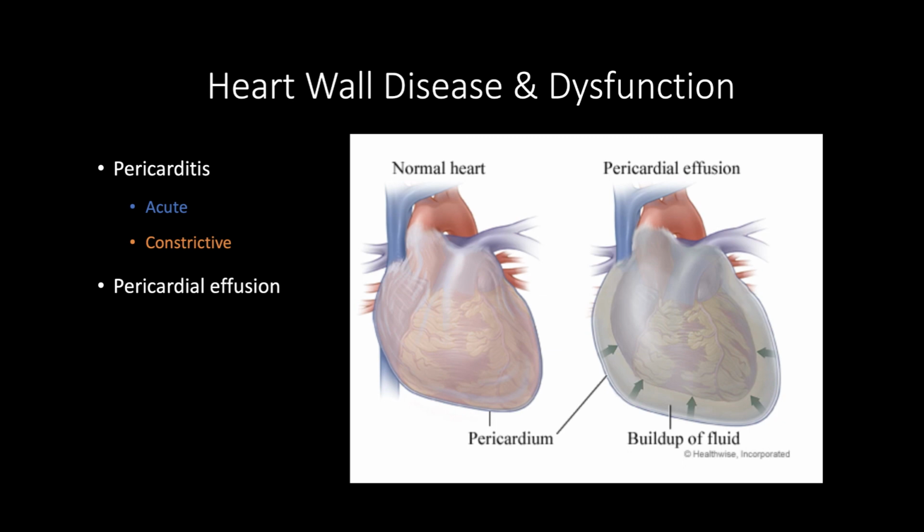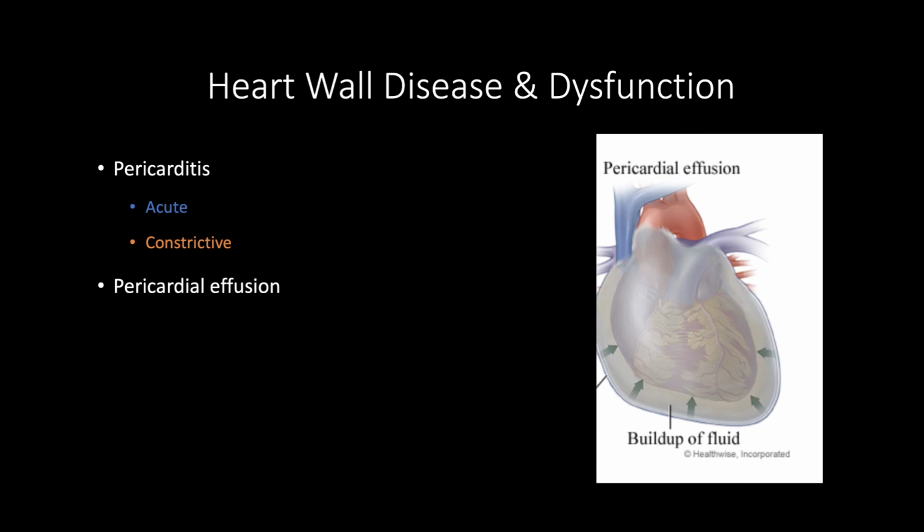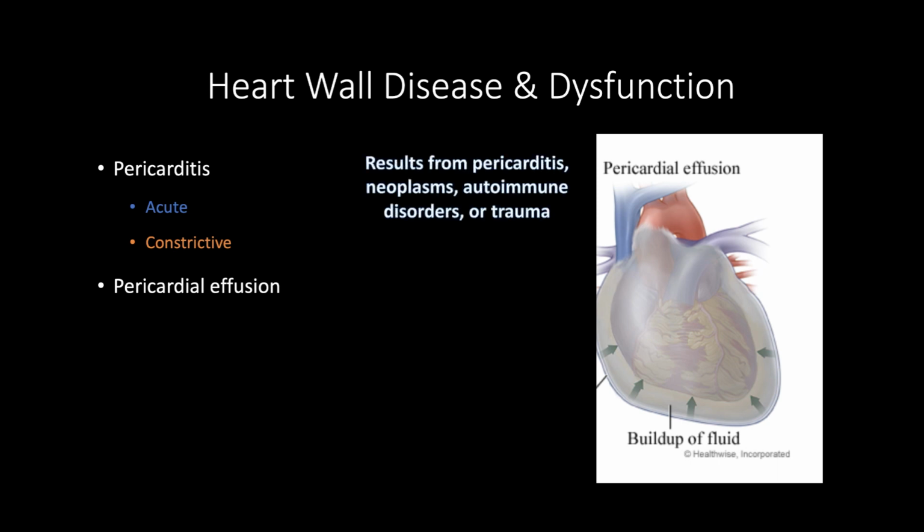So that fluid, like we were talking about, you can see in the picture here, we've got the pericardial effusion pushing in on the heart. It can be caused from the acute pericarditis that I just talked about, but it can also be from cancers or autoimmune disorders or trauma. The fluid doesn't necessarily mean that it's just the pericardial fluid that is in excess. It can be pus, it can be from infection, and then it can be from trauma.